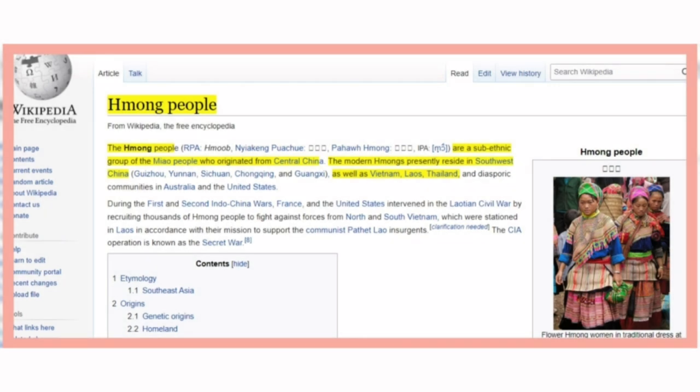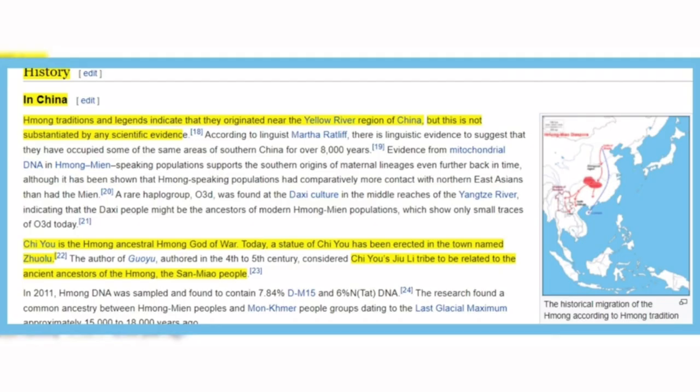Hmong people. The Hmong people are a sub-ethnic group of the Miao people who originated from central China. The modern Hmong presently reside in southwest China, as well as Vietnam, Laos, and Thailand. History in China. Hmong traditions and legends indicate that they originated near the Yellow River region of China, but this is not substantiated by any scientific evidence. Chiyou is the Hmong ancestral god of war. Today, a statue of Chiyou has been erected in the town named Zhuolu. The author of Guoyu, authored in the 4th to 5th century, considered Chiyou's Jiuli tribe to be related to the ancient ancestors of the Hmong, the San Miao people.